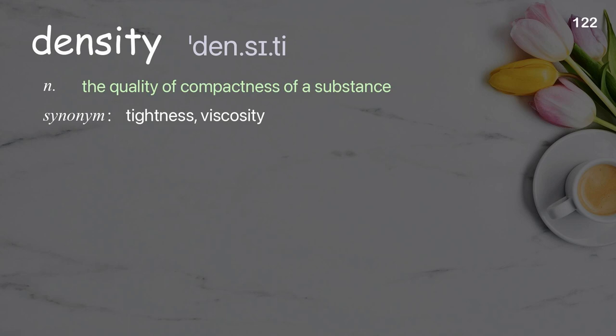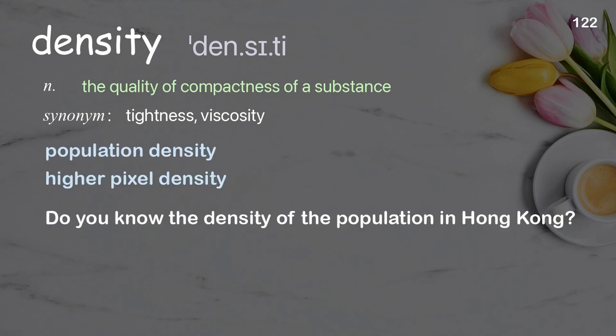Density: the quality of compactness of a substance. Examples: population density, higher pixel density. Do you know the density of the population in Hong Kong?